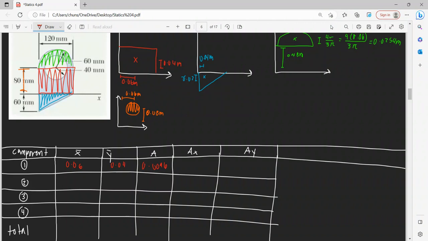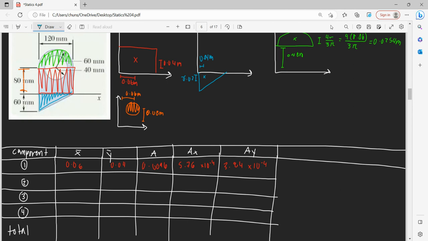And then to find our AX, we multiply our area by our center X for our individual shape. So this is 5.76 times 10 to the negative 4. And then this is 0.096 times 0.04, which is 3.84 times 10 to the negative 4.